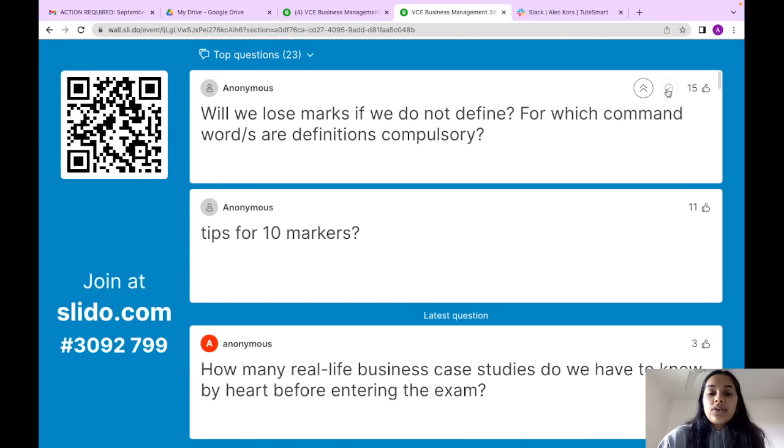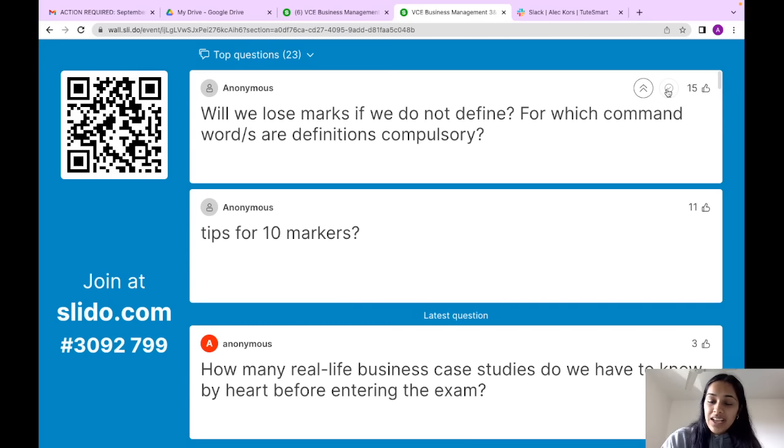Will we lose marks if we do not define, for which command words are definitions compulsory? So whenever there is a key term in the question, I feel like it's always just good to define it, even if there isn't allocated marks towards that, because it's a good way of demonstrating your knowledge, and ultimately you're marked on how well you understand the content, and just having a definition in there can help from the examiner's perspective, to show that you understand what this key term means.